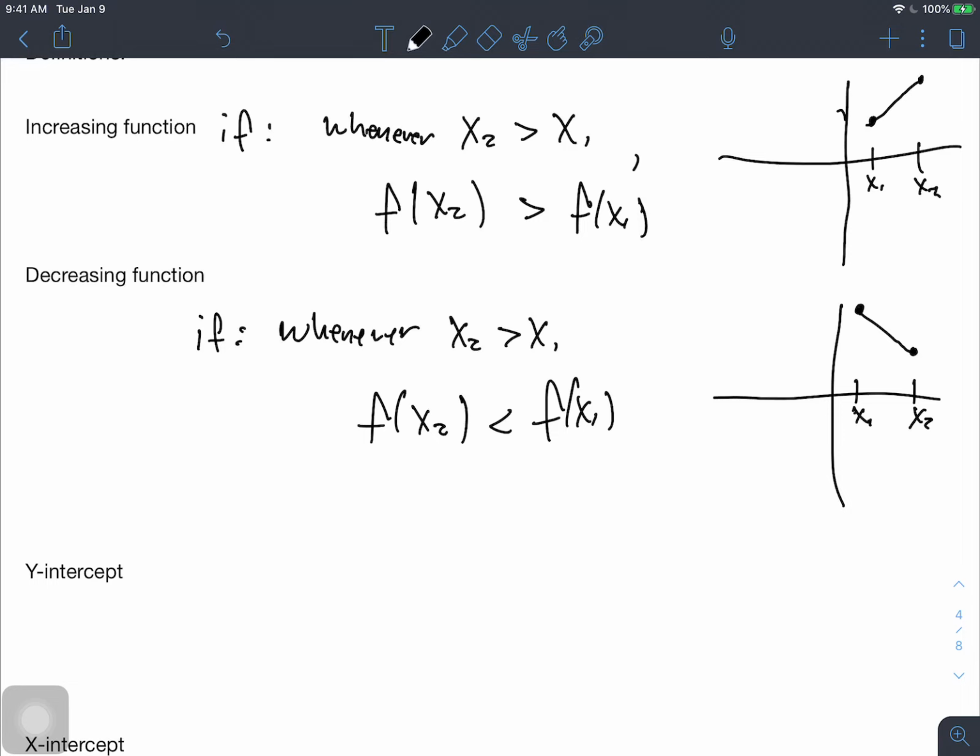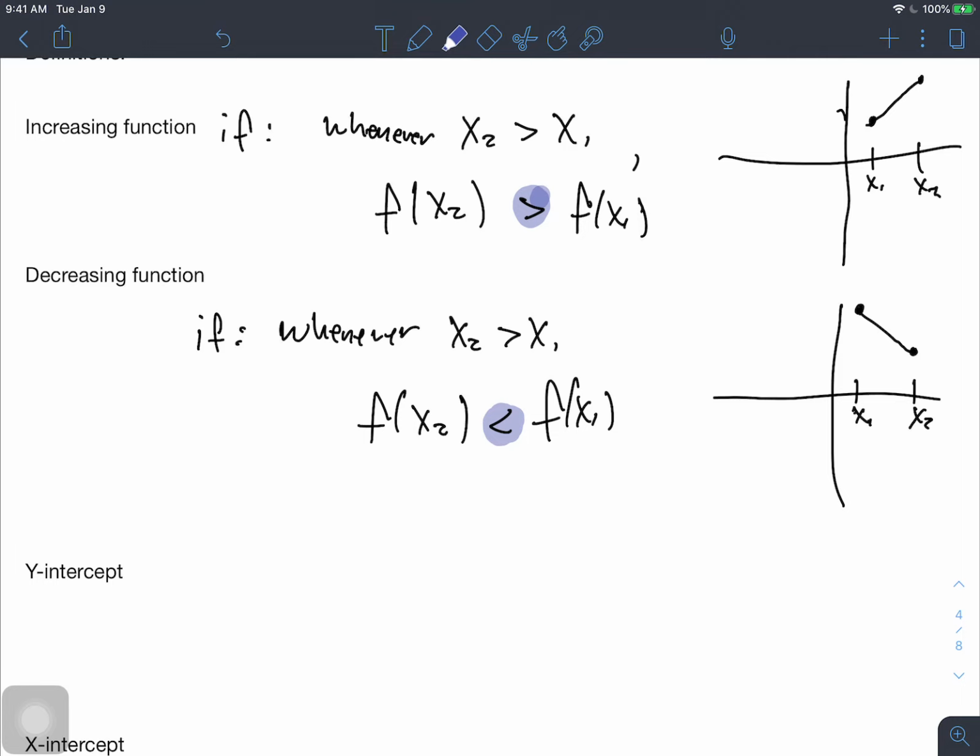Yes? I think you meant to point the arrow the other way, because you put x2 greater than x1 again for the decreasing function. Yes, I'm glad you pointed that out. Have I made a mistake? I think I did it right. Let's see, x2 is larger than x1, f of x2 should be less than f of x1. So x2 is still larger, and it's just that the function itself is going the other way.